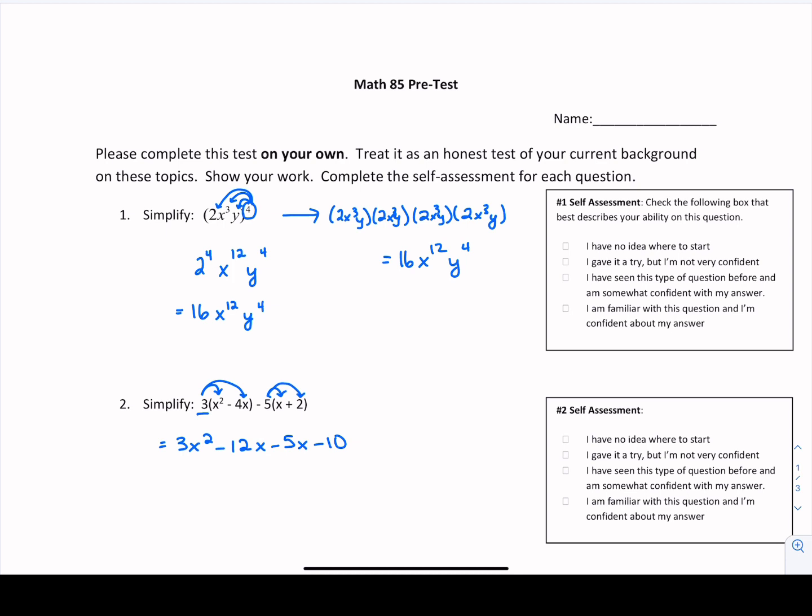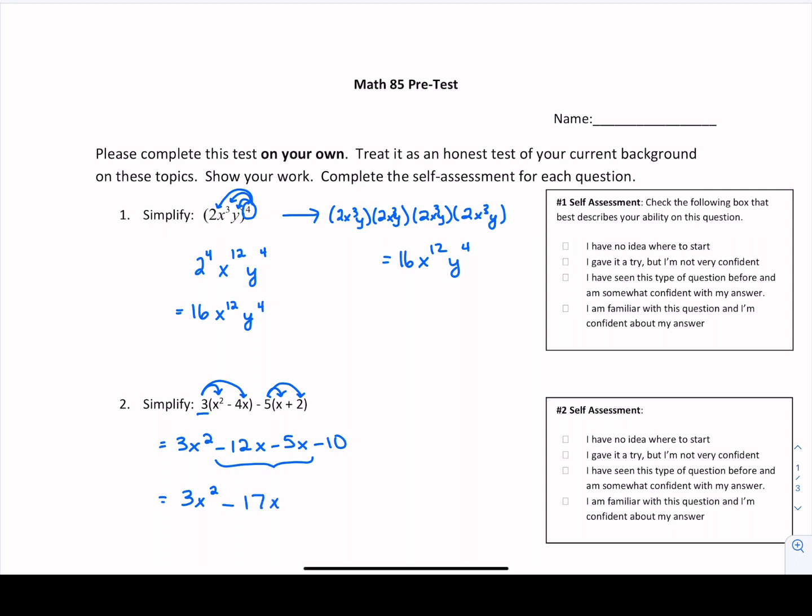From here, we have 4 different terms, but 2 of them can actually go together because they're considered like terms. So negative 12x and negative 5x are like terms, so we want to combine those. We want to make sure that your answer is written in descending order of power. So we want to start with the highest power, which in this case is that 3x squared. And then we're going to combine negative 12x and negative 5x, but this just becomes an exercise in subtraction. Negative 12x minus 5 more is going to give us a total of negative 17x.